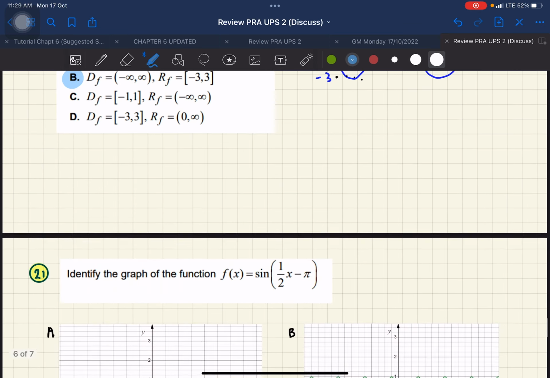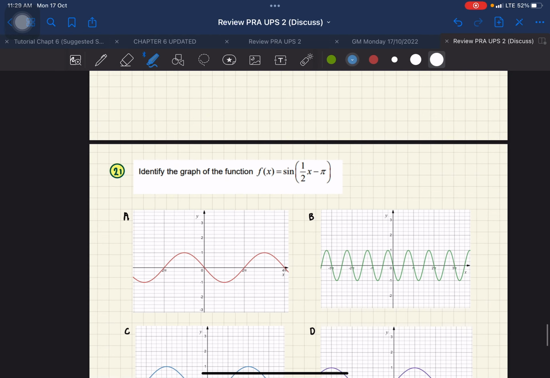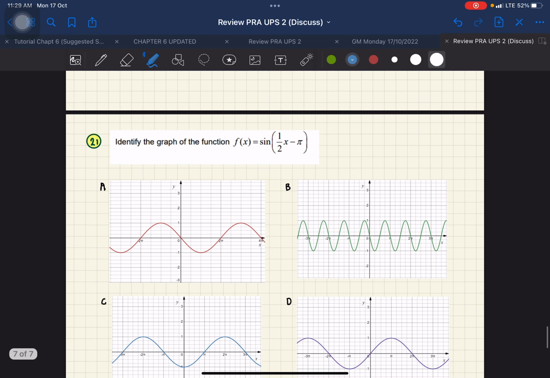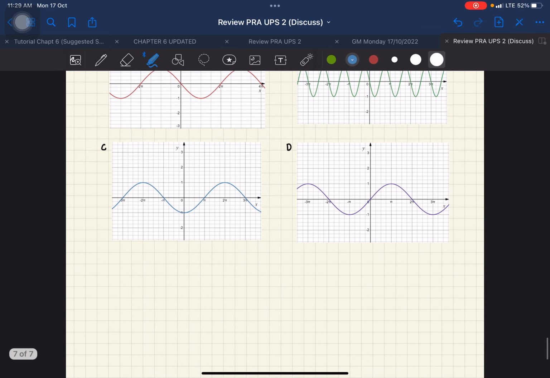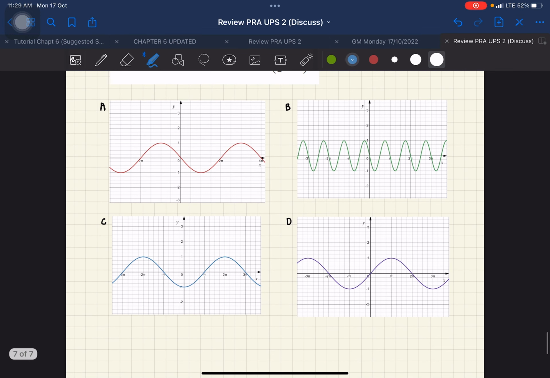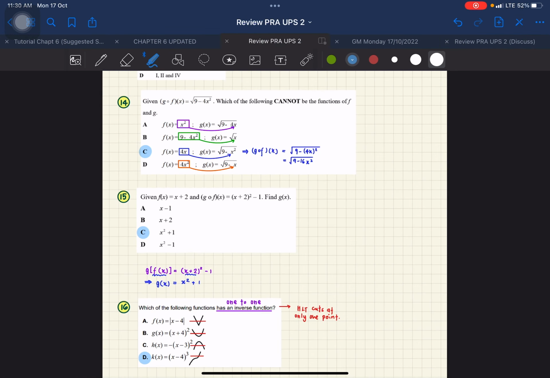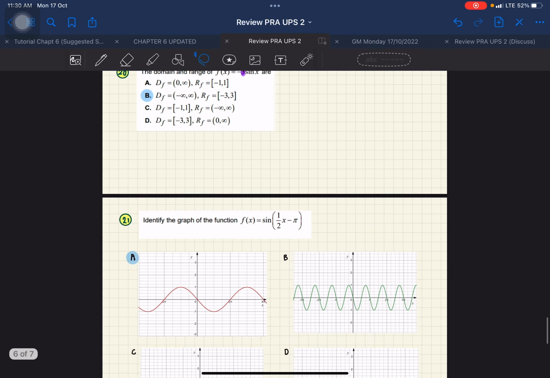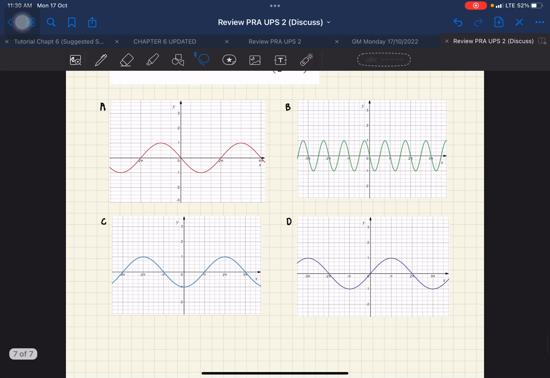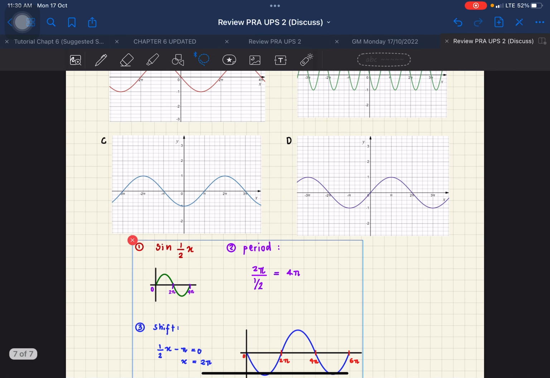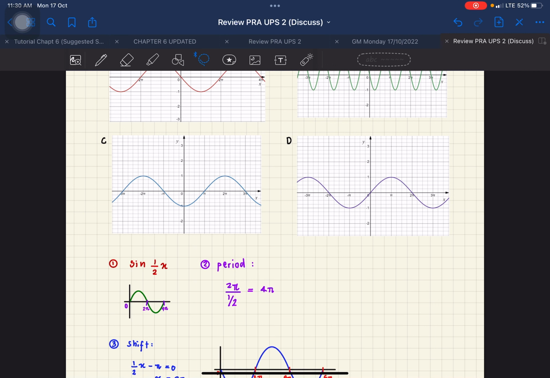Okay, next one. Number 21, last question. Okay, so dekat sini dikata identify the graph of the function fx equals to blah blah blah. Okay, so the first thing that you can do is awak boleh terus sketch the graph. Kejap eh, saya terus copy jawapan. Okay, so kita terus sketch graph je. Copy. Saya pastekan kat sini. Okay, so let's sketch the graph.